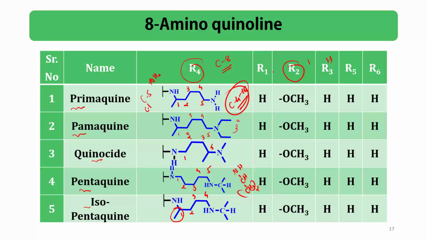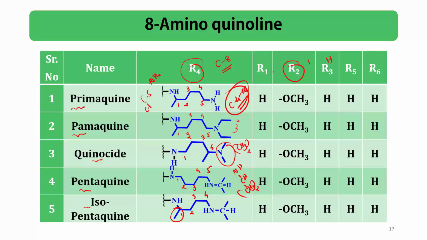Another is quinocide. In primaquine, pamaquine and isopentaquine we have a branch at the C1 position, but in the case of quinocide we have a branch at the C4 position. That C4 position branch also helps to increase the activity. And here the amine group is a tertiary amine as it is, but here it is CH3, not C2H5.